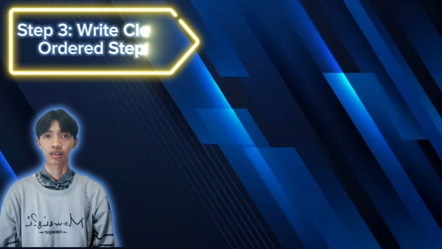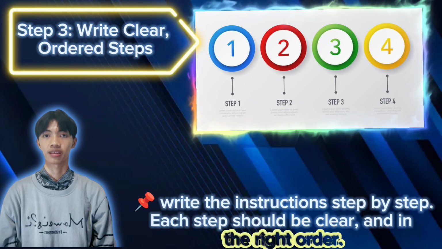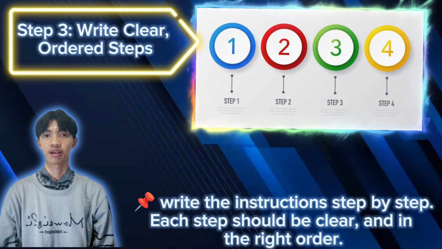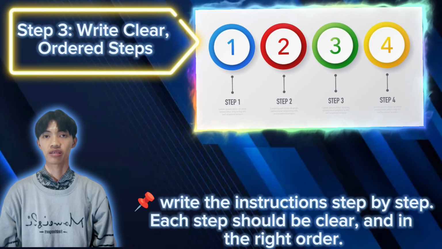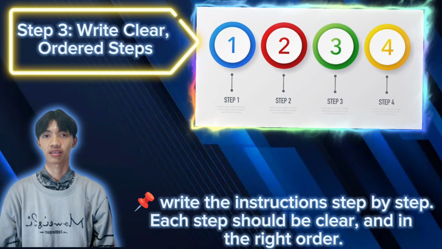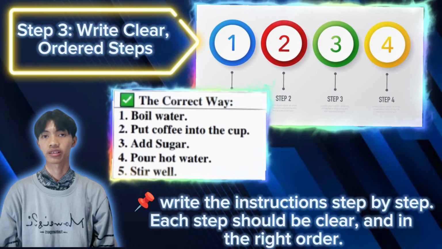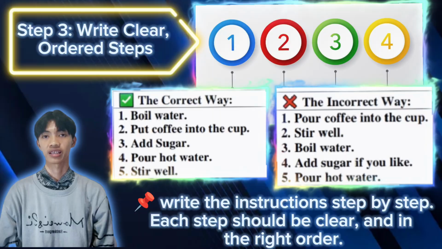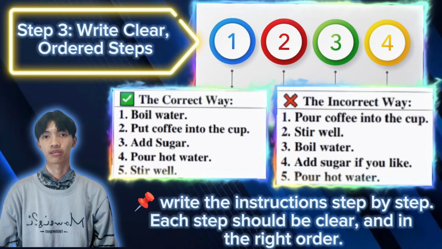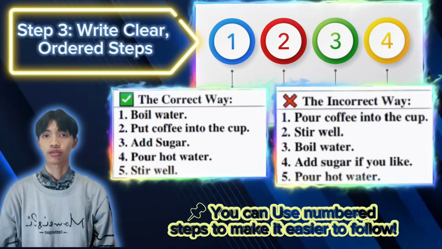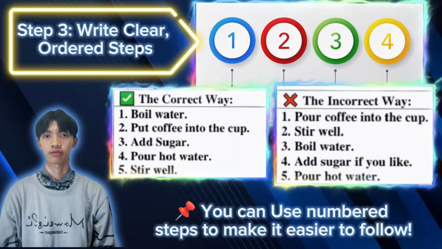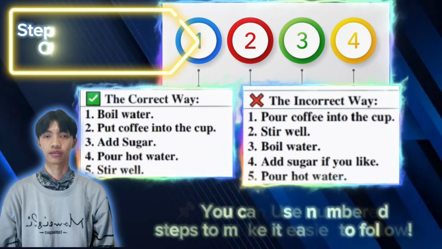Step 3. Write clear ordered steps. Write the instructions step by step. Each step should be clear and in the right order. This is a good example of steps in logical order, and this is a bad example of steps not in logical order. You can use numbers for the steps to make it easier to follow.